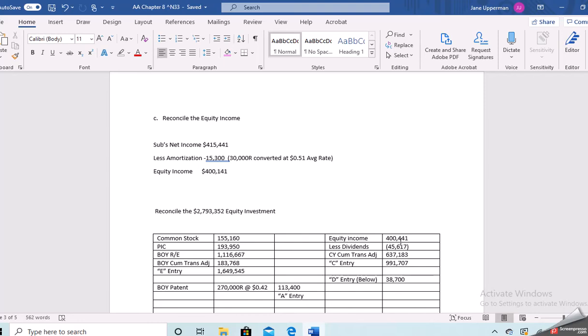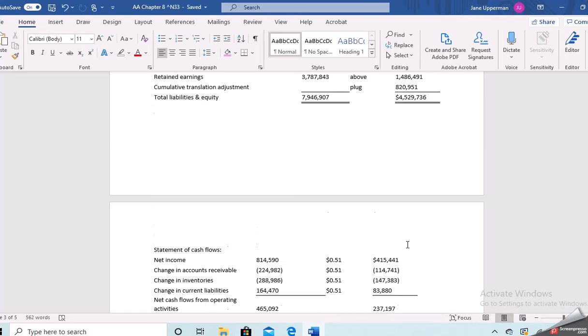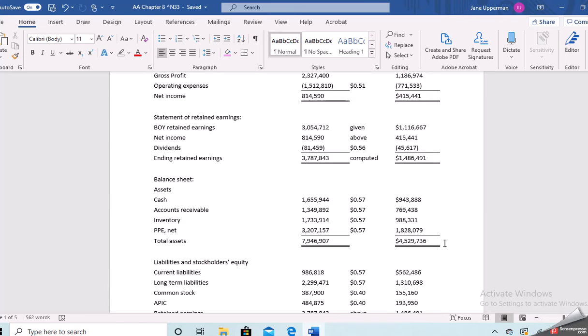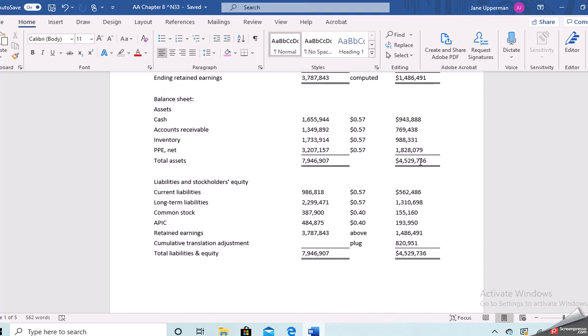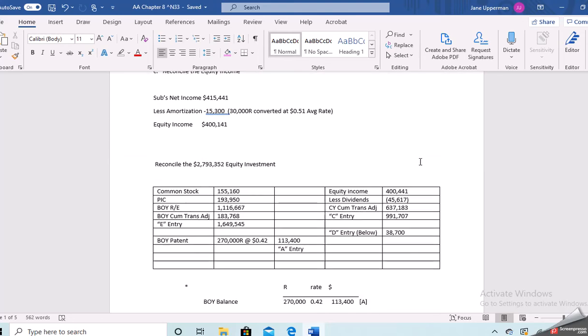Then the same with our C entry. We do it the same as we always done. We take our equity income, we're going to eliminate that. Our translated dividends, so again, if you go back up to your statement of retained earnings, those translated dividends are 45,617. So then that is that number. Let me get back down there.